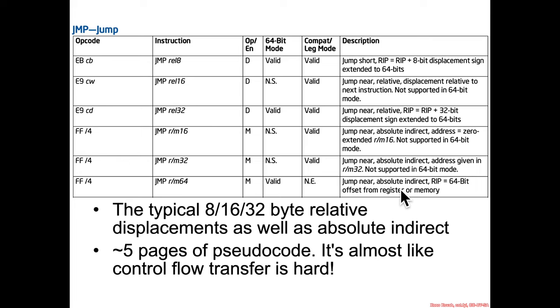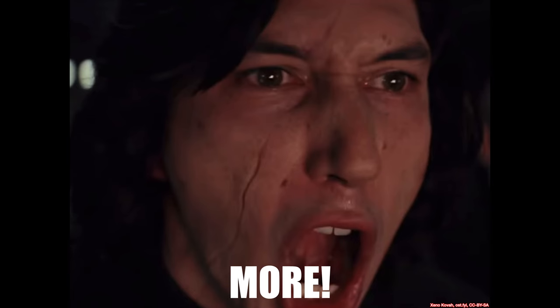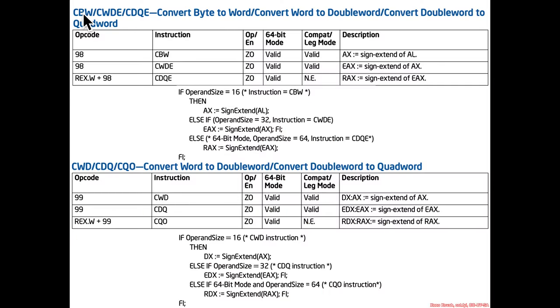Only 5 pages of pseudocode to talk about how exactly a jump works, so it's easier than call and ret, but control flow is still hard. There's also this far displacement, but again, we don't know about that, so we're going to skip it. More? All right, but this is the last one.